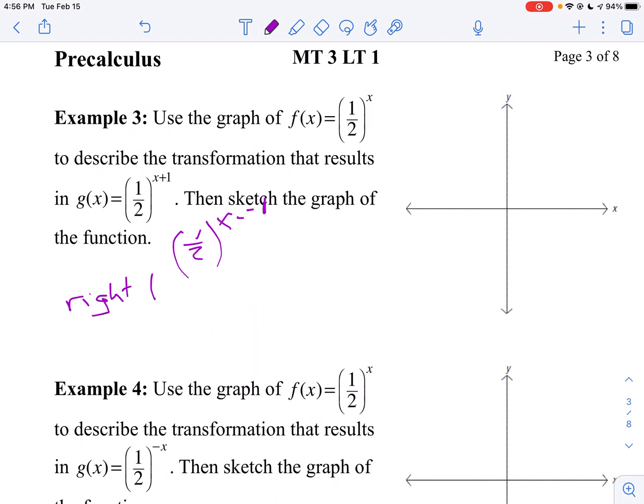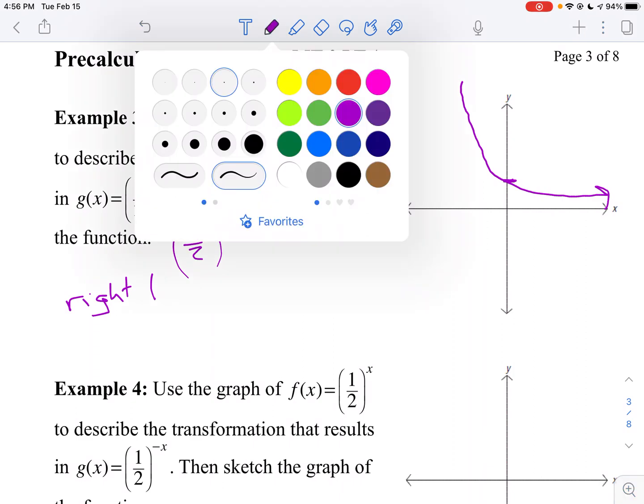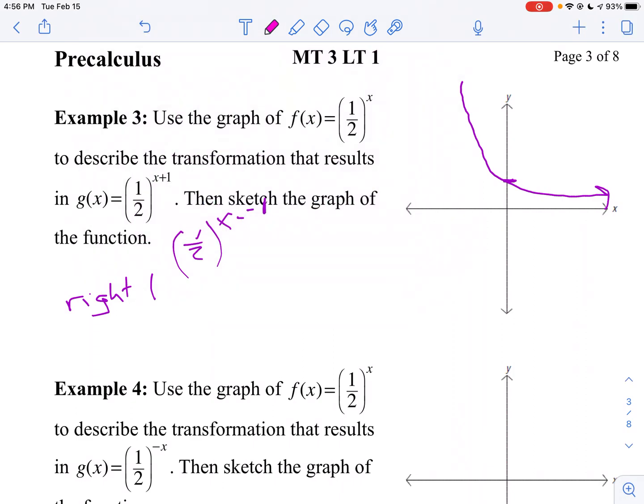So what happens if I have this exponential decay, because we notice that it's less than 1 for your growth factor. So it looks like that, right? And then what I'm going to do is I'm going to transform everything to the right one. So I'm going to move my point to the right one.